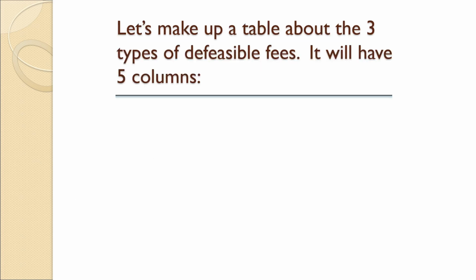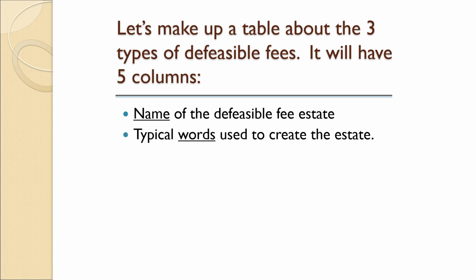Now we're ready to talk about defeasible fee estates. And we're going to make up a table about the 5 kinds of estates. On our table, and I'd encourage you to make up your own rather than just copying it from the screen here, we're going to make 5 columns. On the first column on the left, we'll put the name of the defeasible fee estate. On the second, we'll put the typical words used to create the estate.